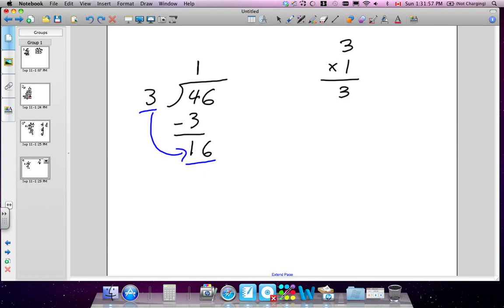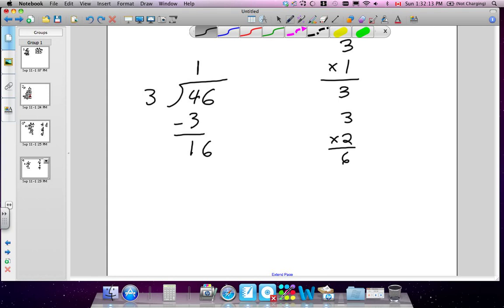How many times does 3 go into 16? Let's try. Do multiples of 3. 3 times 2, what is that? 6. You think we can get closer to 16 than 6? Okay, what's another one we can try? 3 times 3. No, we can get closer. Okay, 3 times 4.